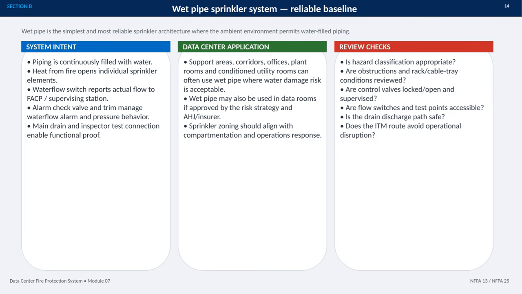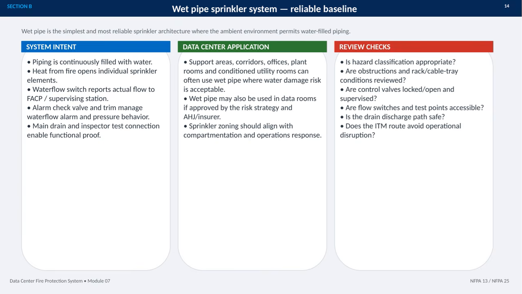In a data center, wet pipe is often appropriate for support areas, corridors, offices, plant rooms, and conditioned utility spaces, provided the risk of water damage is acceptable. It may also be considered in data rooms when approved by the risk strategy and the authority having jurisdiction or insurer. Zoning should support compartmentation and operational response.